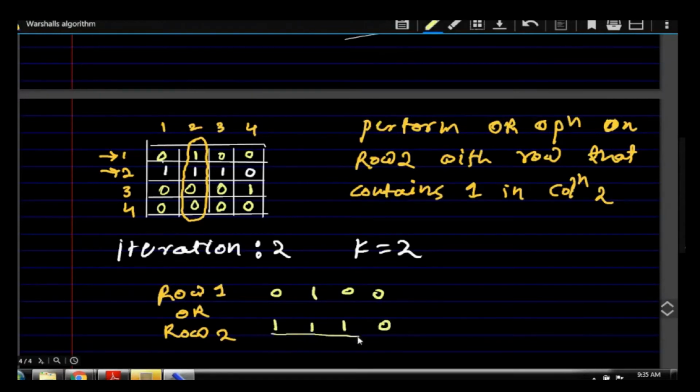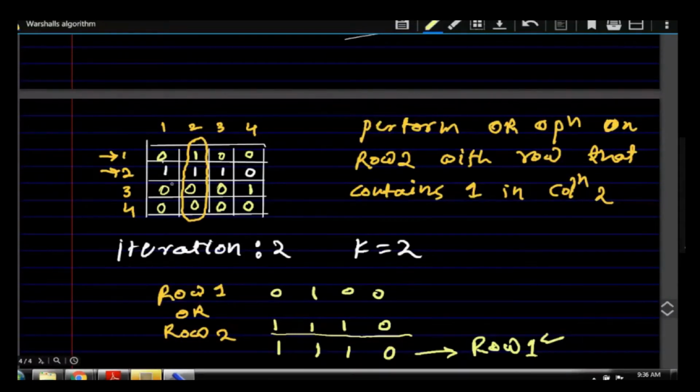Okay, perform the OR operation. So what is the result? 0 or 1 is 1, 1 or 1 is 1, 0 or 1 is 1, 0 or 0 is 0. So these are the modified contents of row 1. Because we are performing the OR operation of row 1 with row 2, and finally whatever we are getting, you have to modify in row 1.